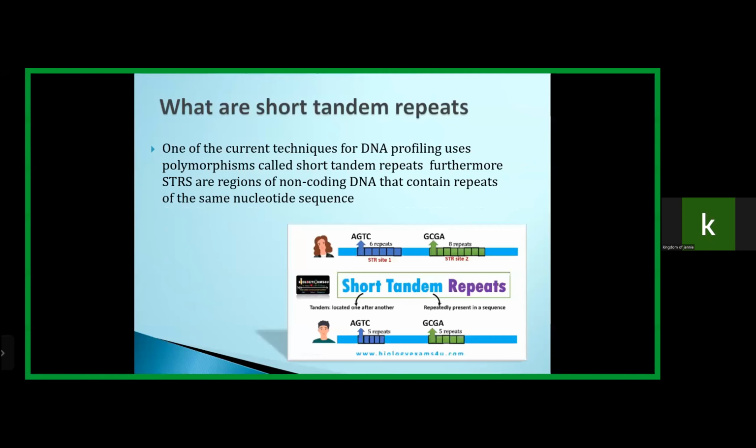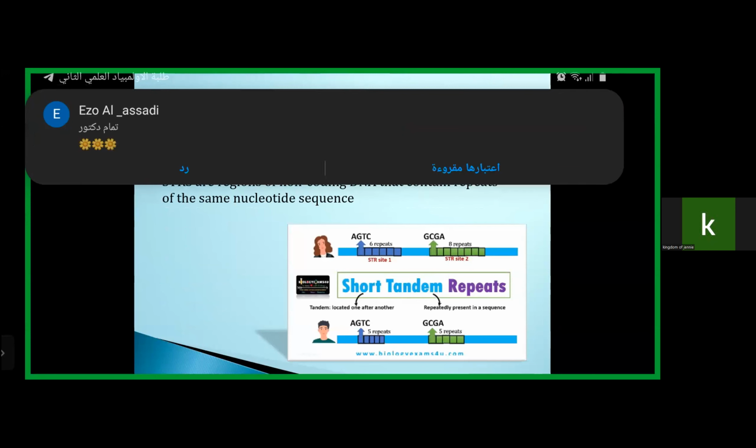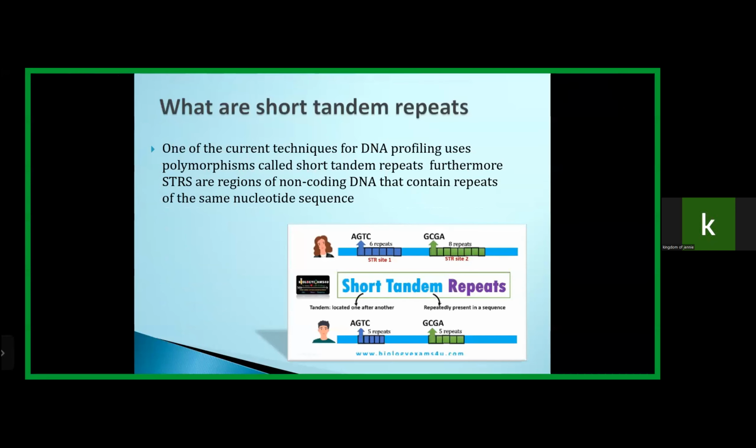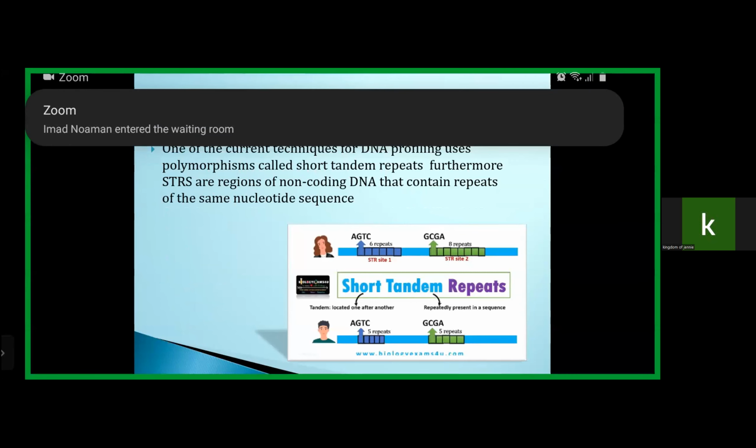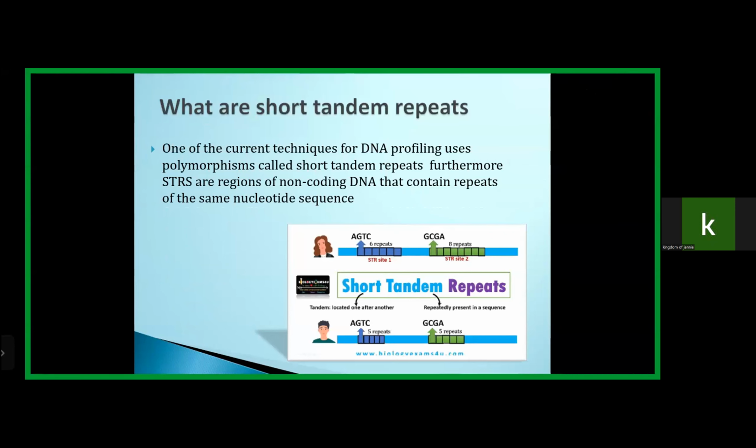And we're going to talk about the short tandem repeat, STR. What are short tandem repeats? One of the current techniques for DNA profiling uses a polymorphism that is called the short tandem repeat. STRs are a non-coding region that contains repeats of the same nucleotide sequence. For example, in this figure, as shown here, we have AGTC that is repeated 6 times in set 1 of an STR.